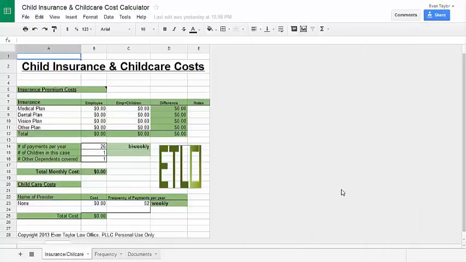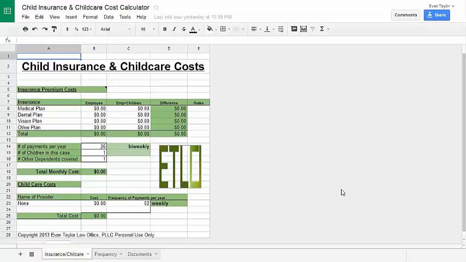Hello, this is Evan, and we're going to talk about how to use the Child Insurance and Child Care Cost Calculator. The purpose of this calculator is to determine the children's share of the insurance premium costs each month, as well as what the annualized cost of child care is for the children.